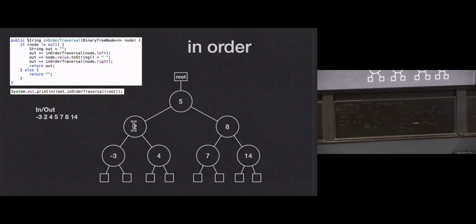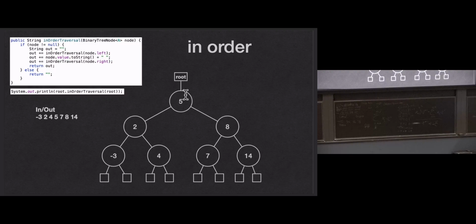We visit 2. So we got -3 first, then 2. 2 concatenates itself. We visit this node, go to 4. Left recursive call, visit, right recursive call, return, return, return. Visit 5. 5 gets to make its right recursive call, left recursive call, left recursive call, visit 7, recursive call, return, visit 8, then visit 14, and return the final answer. So visit the nodes in that specific order if we're doing an in-order traversal.